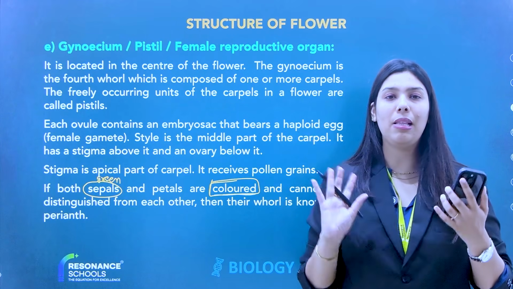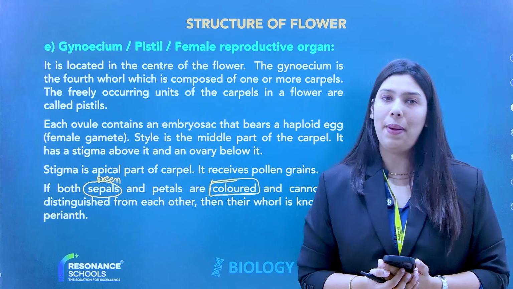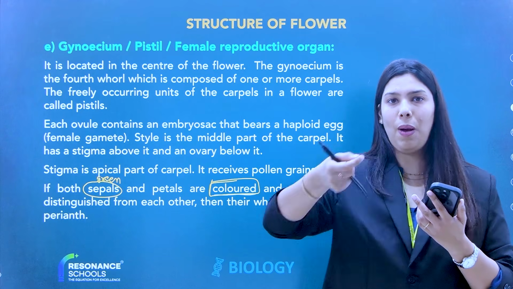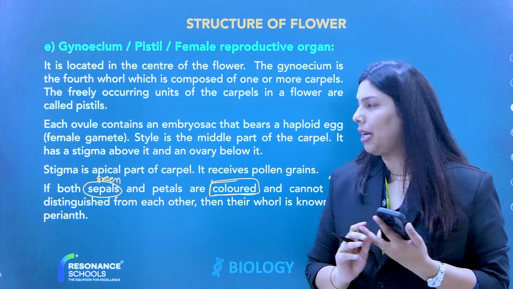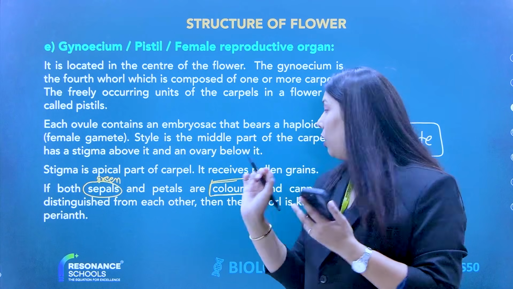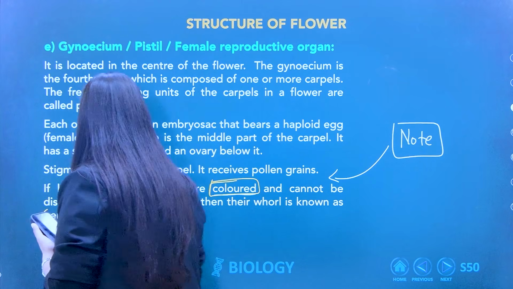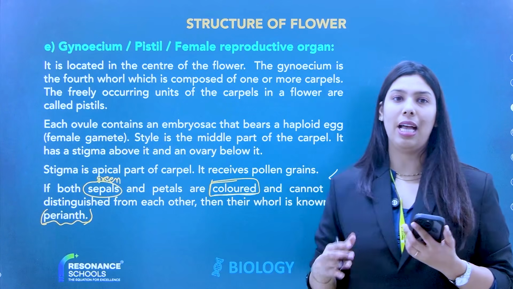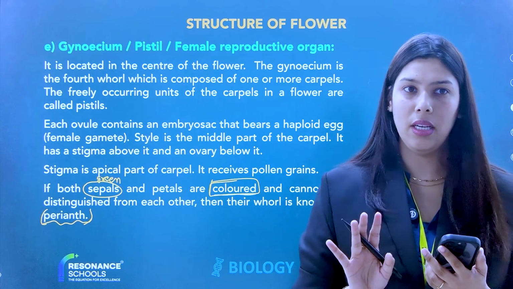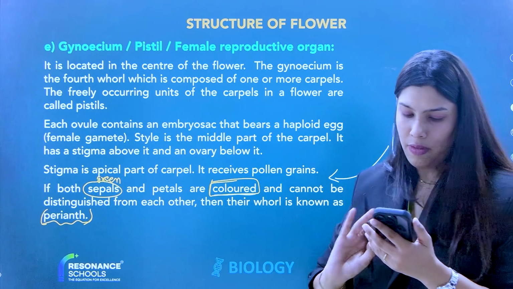For example, if there is a pink color of sepals and a pink color of petals also, you cannot distinguish which part is sepal and which part is petals, correct? So in that case, this layer or this whole is known as what? Perianth. This layer is known as perianth. So in that case, there will be perianth and after that there will be androecium and gynoecium. Correct? Up till here? Fine everyone?